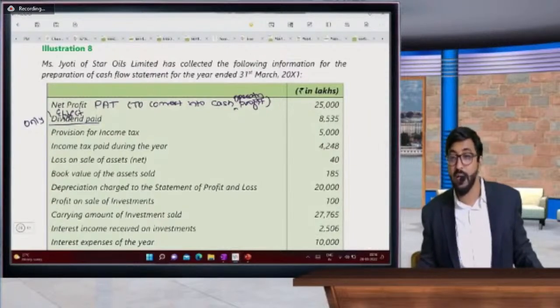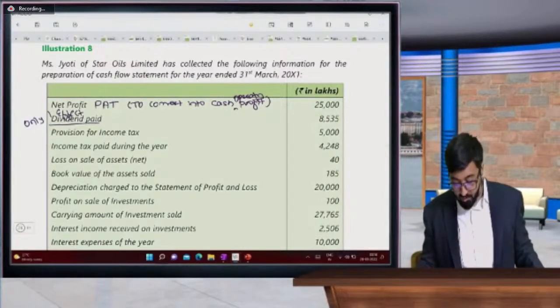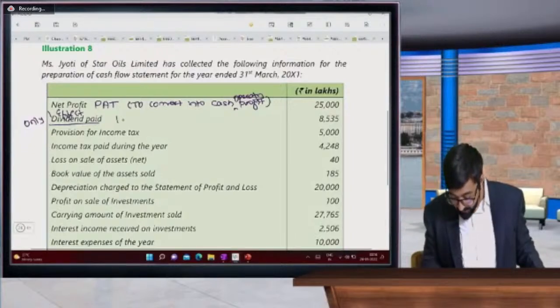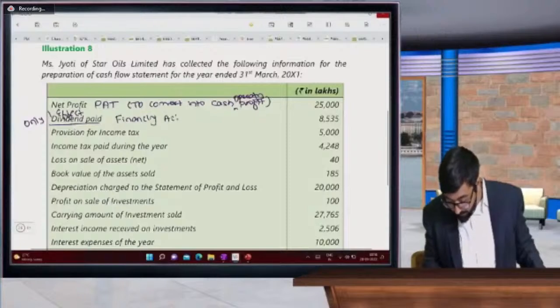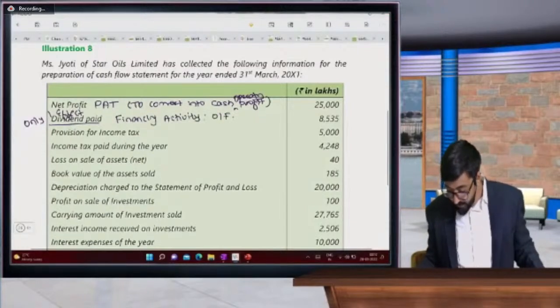When to give dividend adjustment? When we start with retained earnings. If you start with retained earnings, then the dividend effect will come. But here we are starting with PAT. So no need of dividend effect in P&L. So dividend paid, only one effect, that is financing activity. Write it down over there, it's outflow.